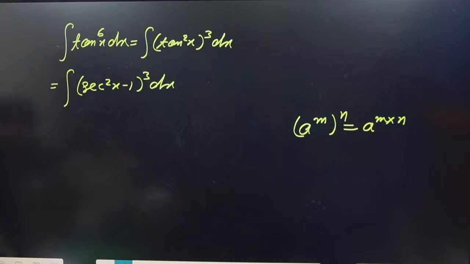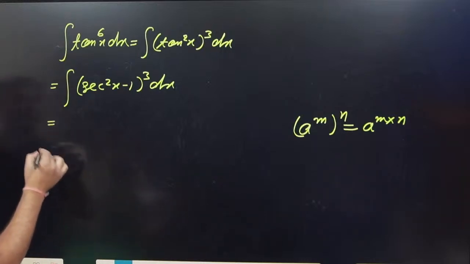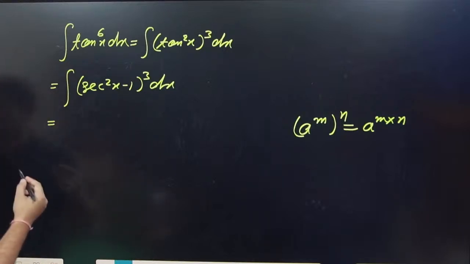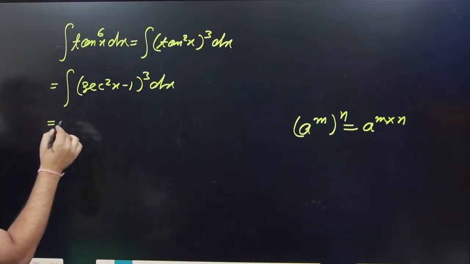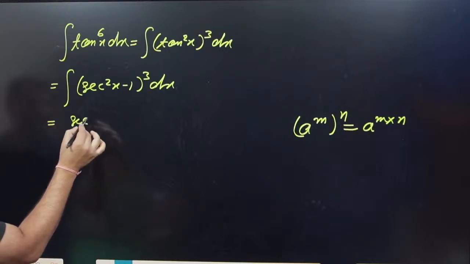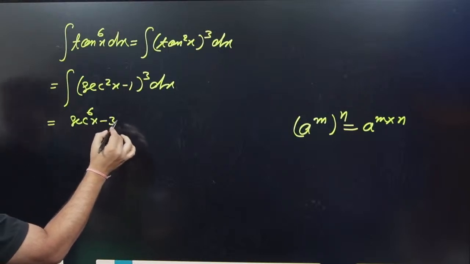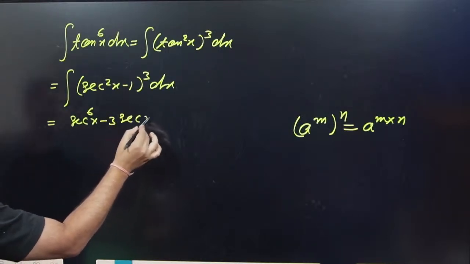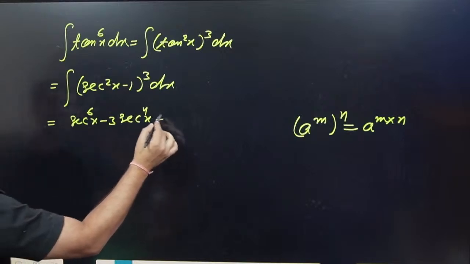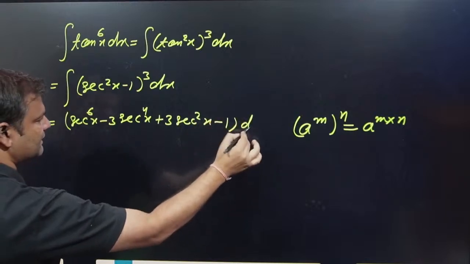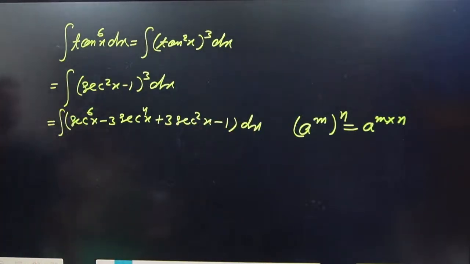Okay. And that one, here we apply the a cube minus b cube formula. If you apply the a cube minus b cube formula, then this can be written as sec x to the power 6 minus 3 sec x to the power 4 plus 3 sec square x minus 1, into dx.